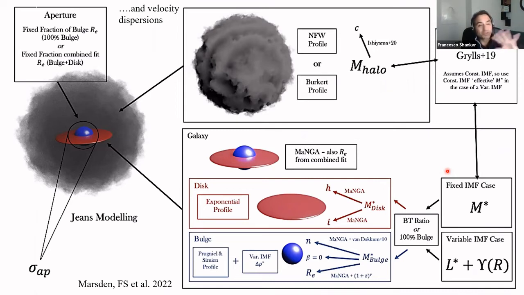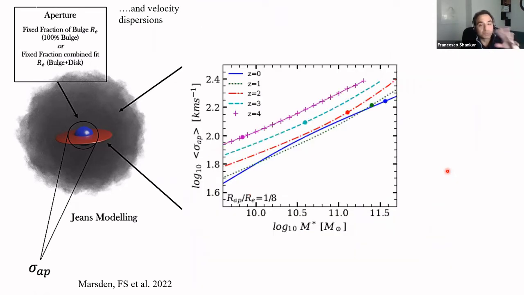I'm not going into any details, but basically what we are able to do is to predict the sigma, this velocity dispersion of a galaxy for a given stellar mass. And again, we do this via a simple semi-empirical approach. And we are able to reproduce also the Faber-Jackson relation, and we're able to reproduce also its evolution with redshift.